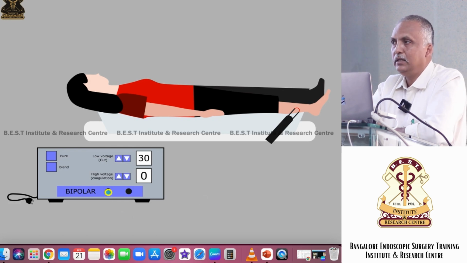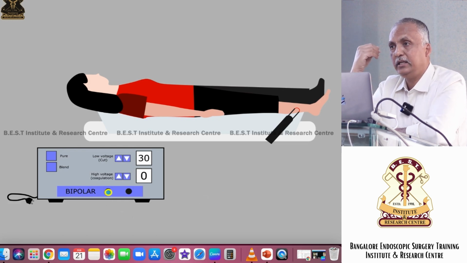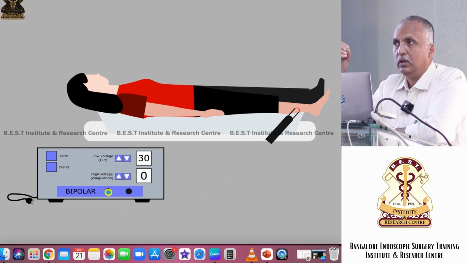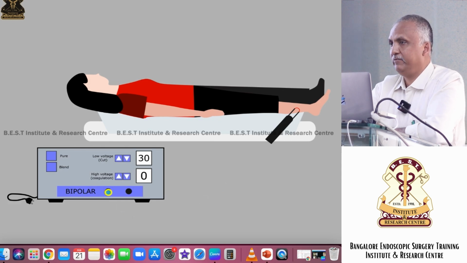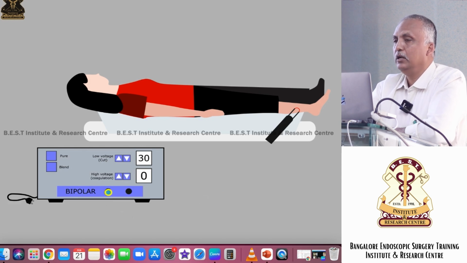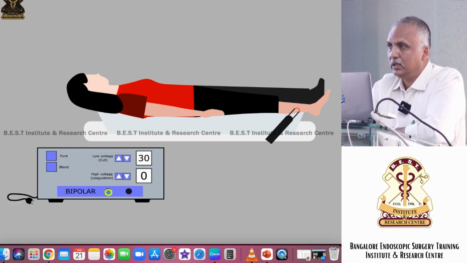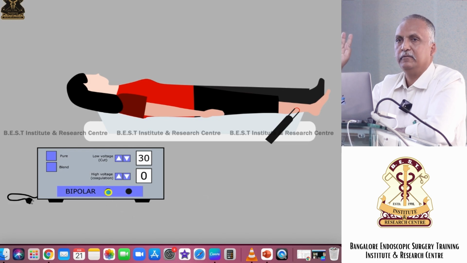So here what is happening? You are not allowing energy to go into the body, go unscathed, try to find an exit, find something else and then exit. No, it is just there, it goes only to the tissue which you are holding. So it is pretty safe. Okay. And secondly, you don't need a patient plate. So if you are using only bipolar diathermy, you don't have to put a patient plate for the patient. Only when you are using monopolar, a patient plate is required. Okay.